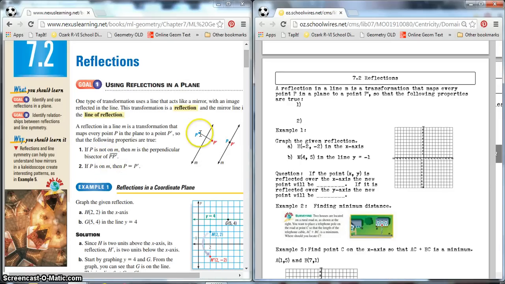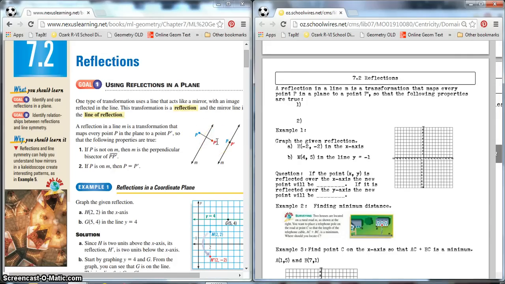So let's say we take P and we reflect it over the line M and we stick it here. And let's just say, for instance, that we connect that with a line segment. That line segment is the perpendicular bisector of P and P prime. This line here, line M, becomes the perpendicular bisector of this line segment that we drew between where P was and where P is now. The pre-image and the image. So we always just connect a line. It's just by definition.